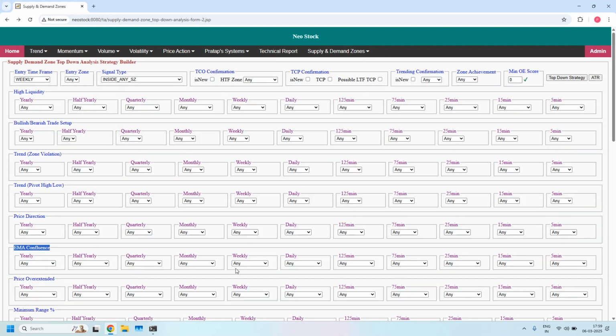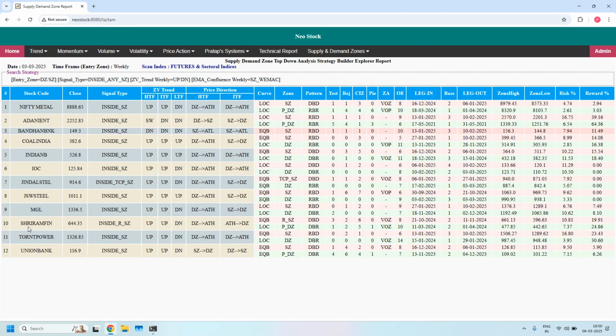So in the EMA confluence at a weekly time frame, I am setting the filter. Weekly supply zone having weekly EMA confluence or not. And the trend on the weekly time frame should not be sideways. It can be up or down. So with these filters, we got 12 stocks. So these 12 weekly supply zones are having weekly EMA confluence. And also the current price closed inside the weekly supply zone. Okay, this is about the weekly time frame.